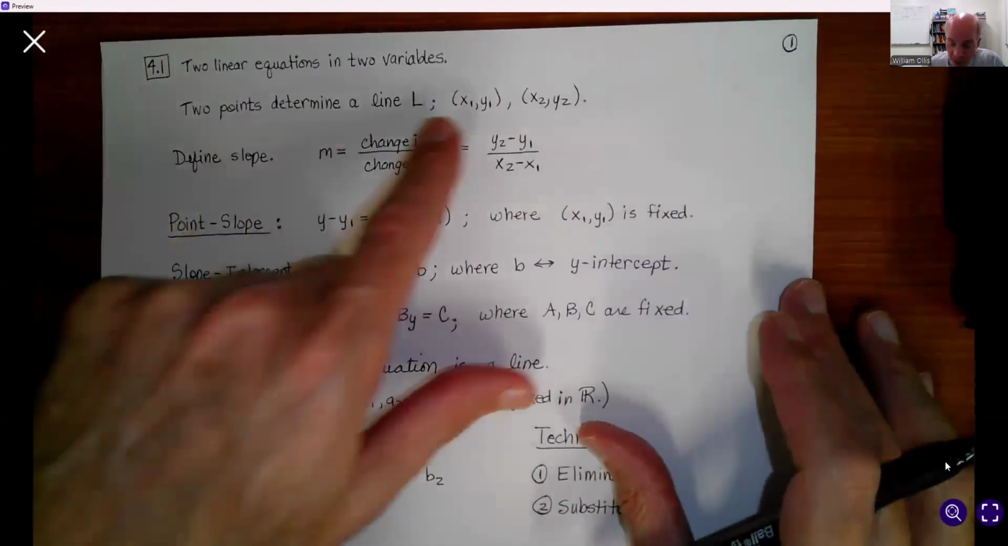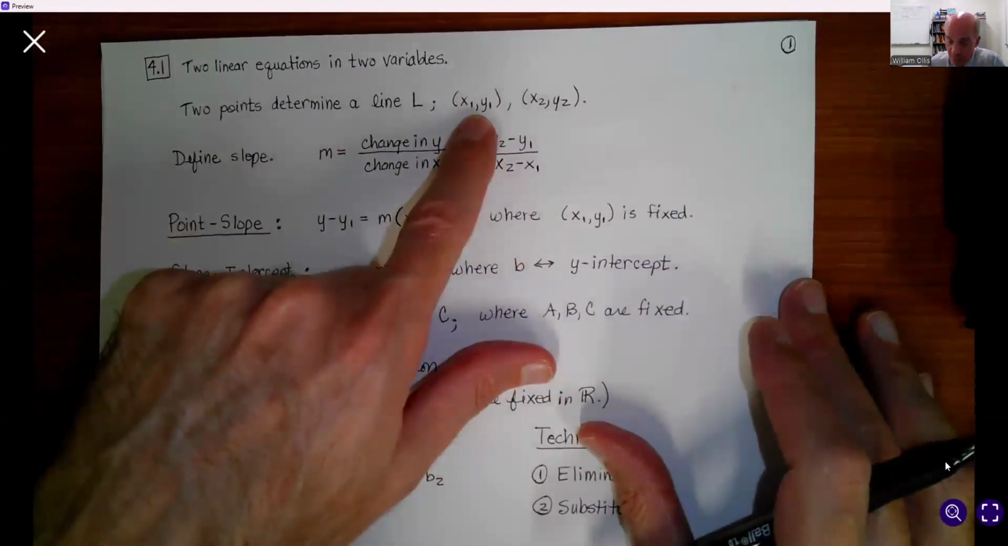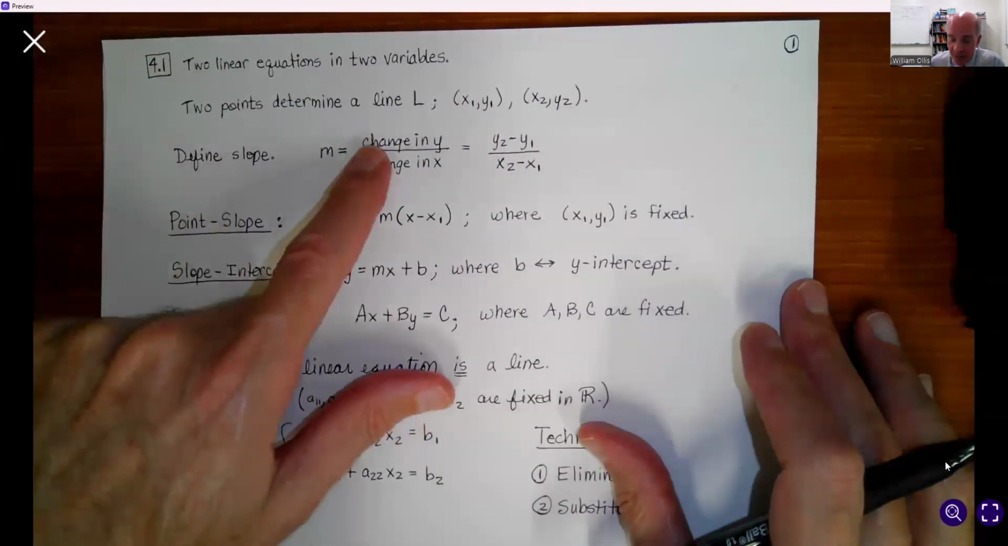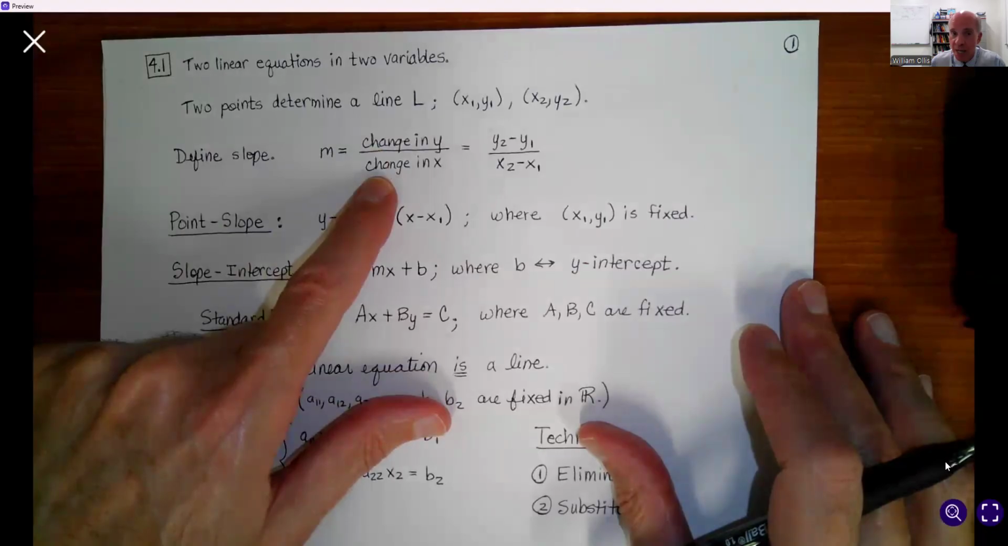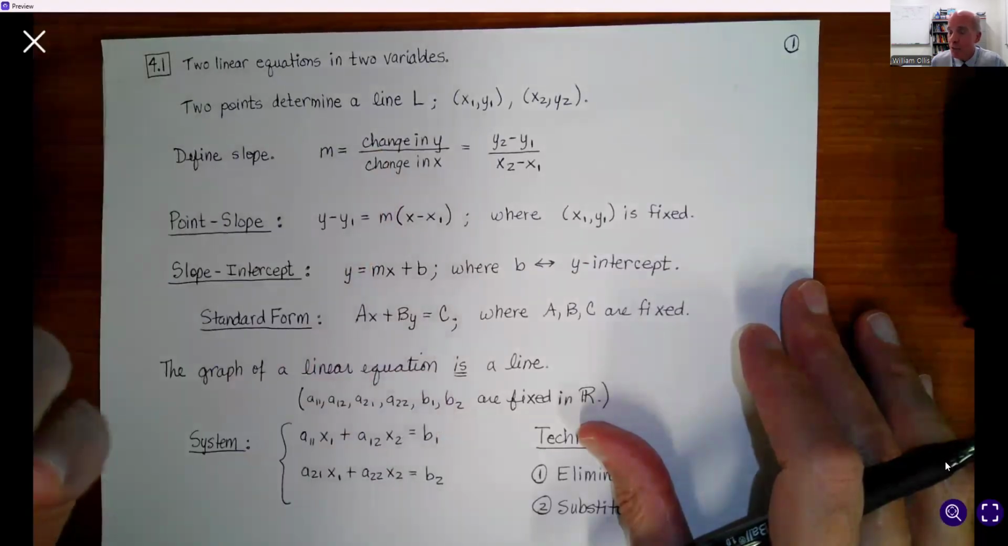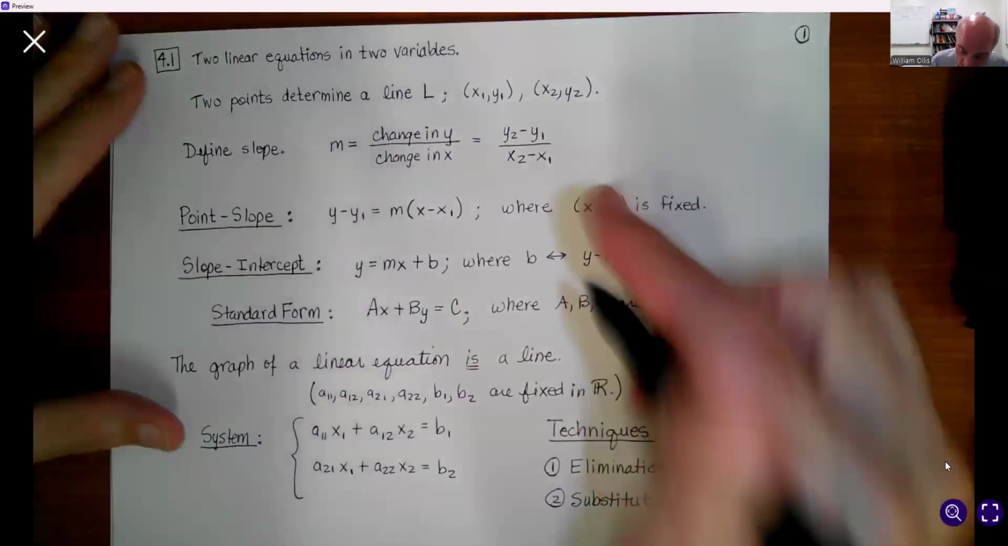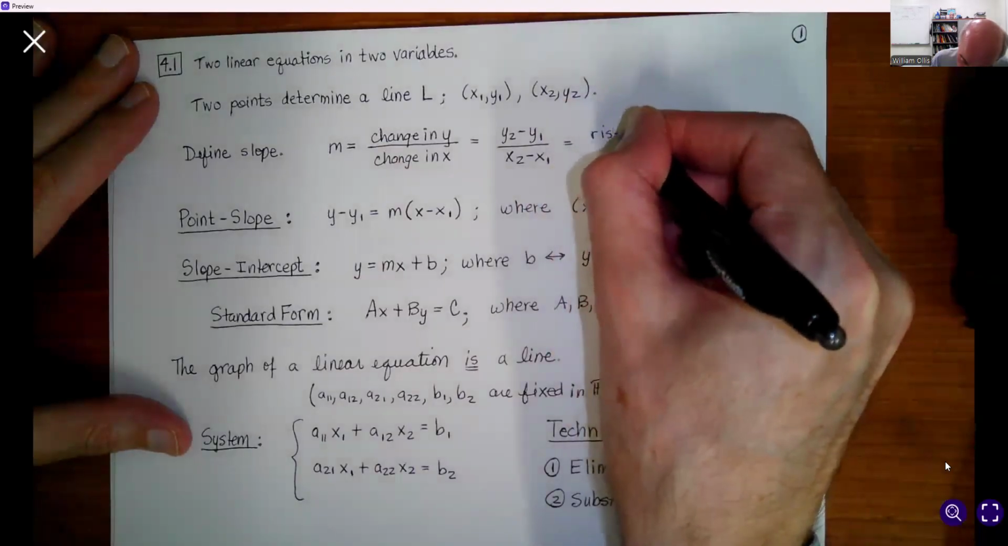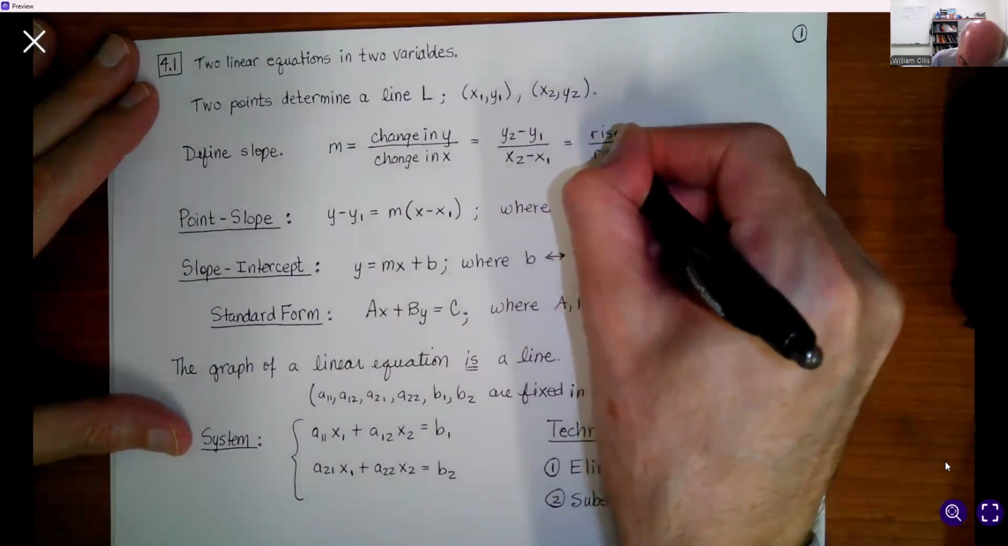So when you've got two fixed points in the plane, you define slope. That is, you define a change in y over the change in x, which is really what many of you termed rise over run. So let me just go ahead and write that in, rise over run.